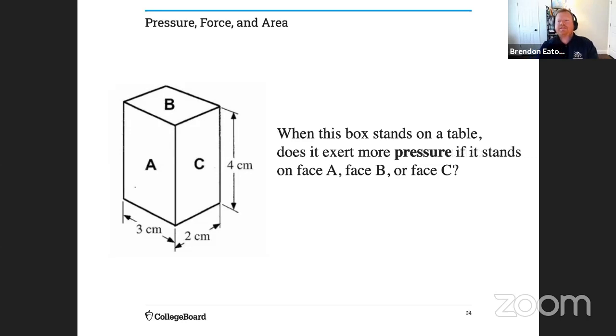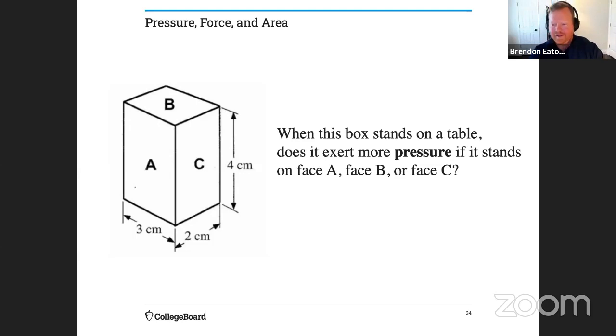Now here is a slightly different question. See, same exact box, it's on the same exact table. And does it exert more force if it stands on face A, face B, or face C? I read that slide wrong. This is about pressure. We even bolded that word on purpose.